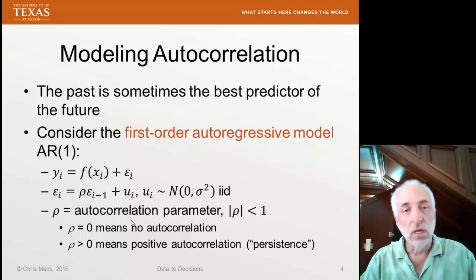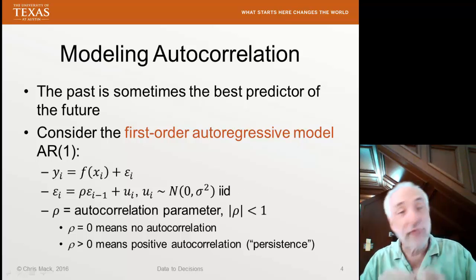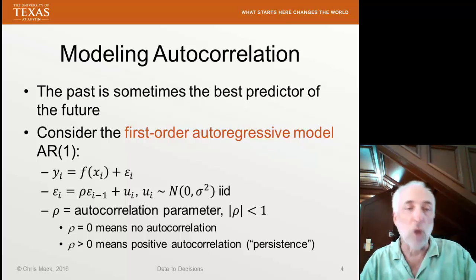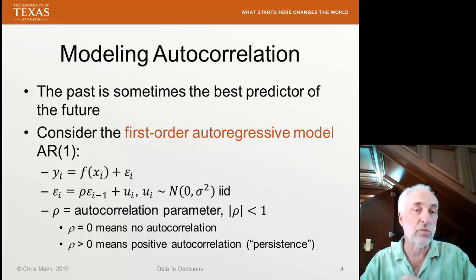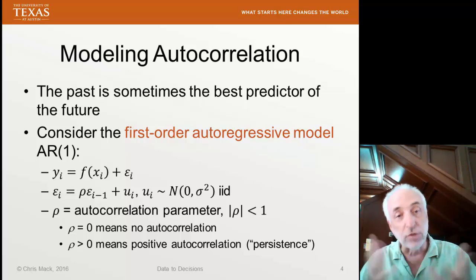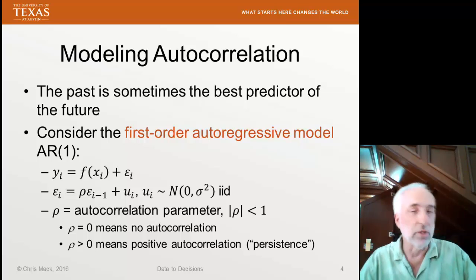We'll then assume this random variable, u_i, is normally distributed IID, and the parameter that we need to understand is rho. We call this the autocorrelation coefficient or the autocorrelation parameter. And like correlation coefficients, it's a number between -1 and +1. If rho is 0, I think you can easily see that this model reverts to the ordinary least squares model. It means there's no autocorrelation involved.